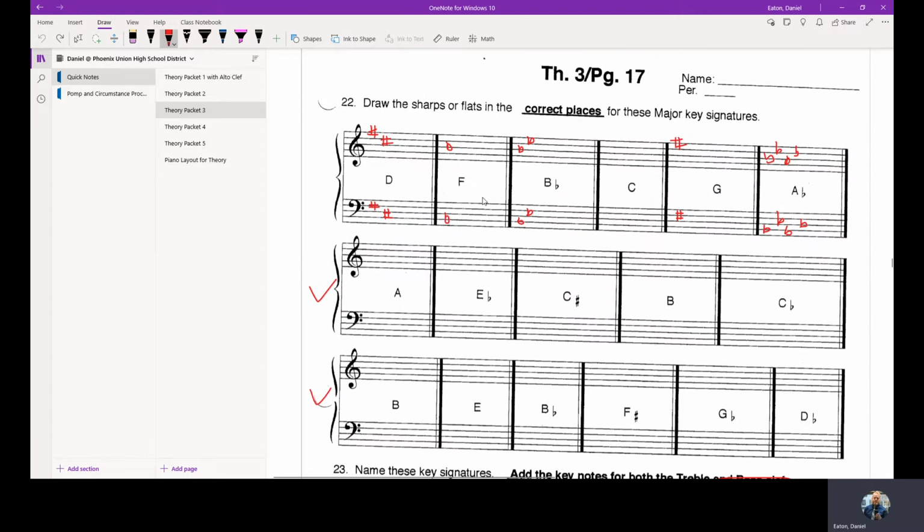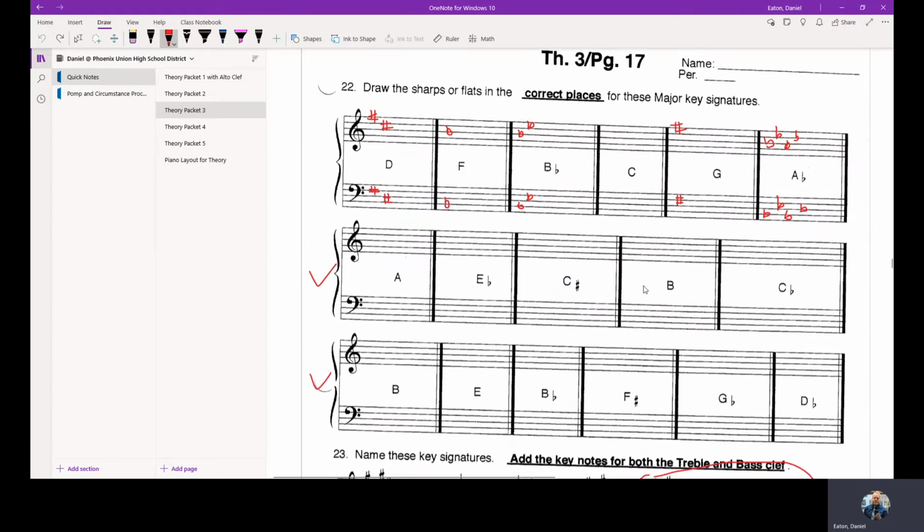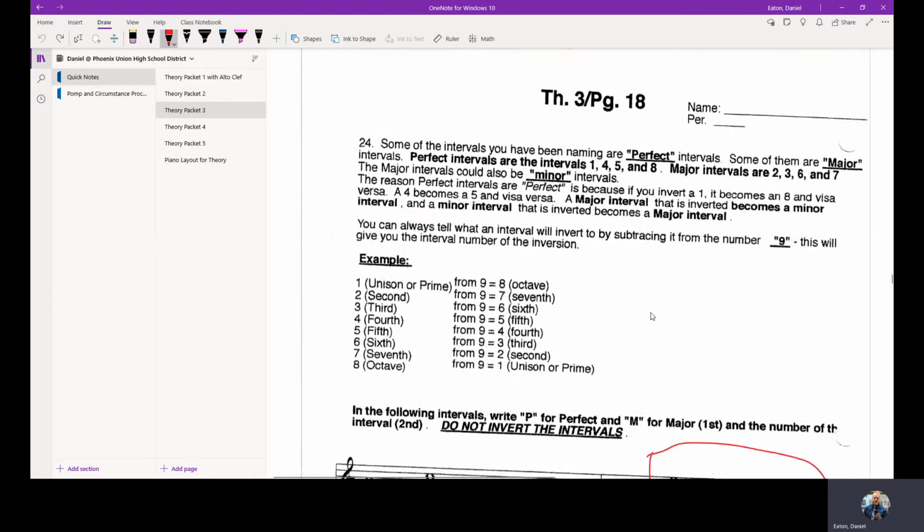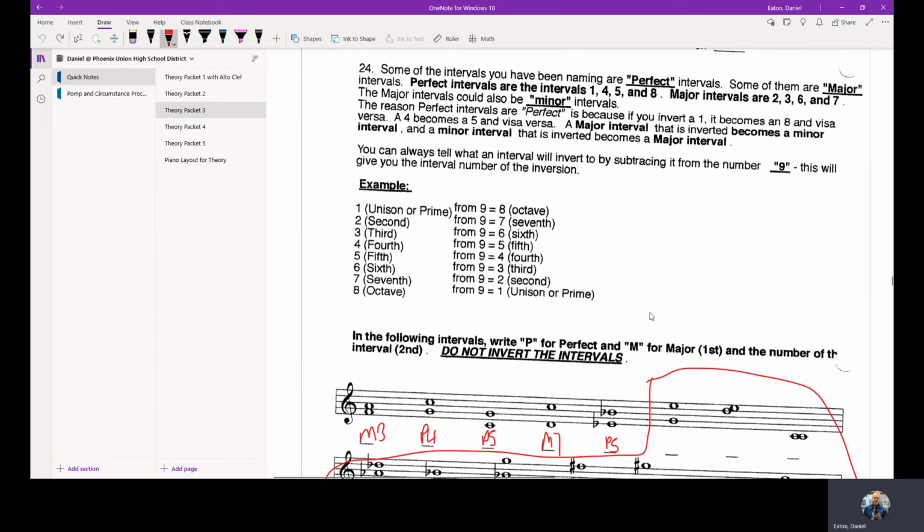All right. Draw sharps or flats in the correct places. We've already reviewed how to do that. Name these key signatures. You've already done that. All right. Now we're talking about specific major or perfect intervals here.